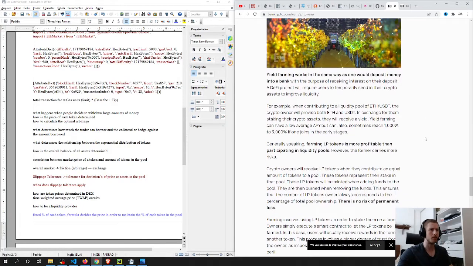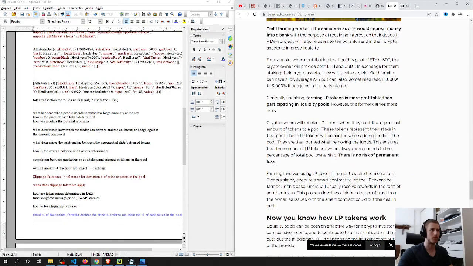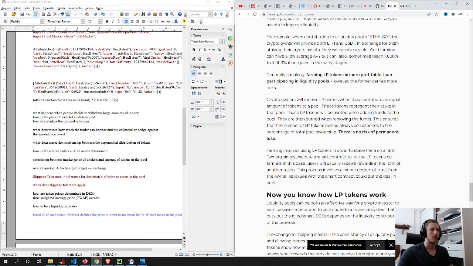Yield farming works in the same way as one would deposit money into a bank, with the purpose of receiving interest on their deposit. A DeFi project will require users to temporarily send in their crypto assets to improve liquidity. Okay, I think this part you understand.